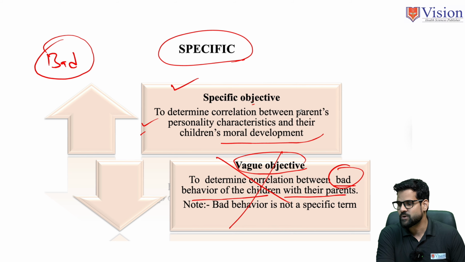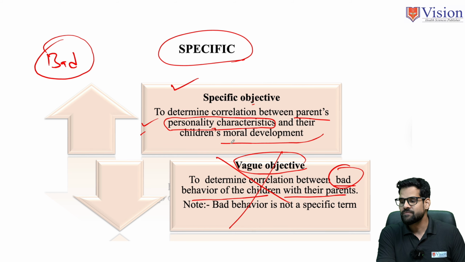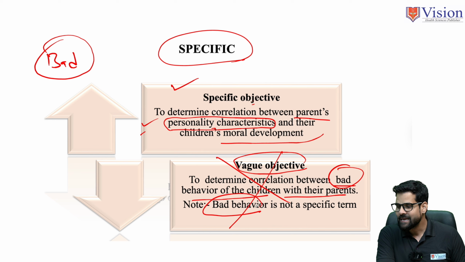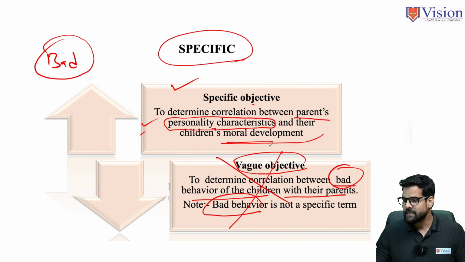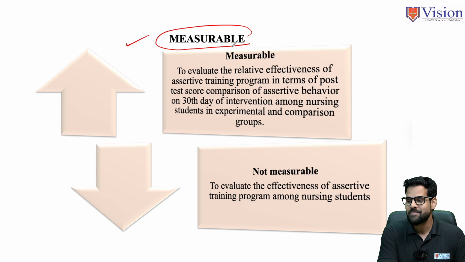This becomes specific, because I am saying the parents' personality characteristics. What personality characteristics or traits the parents have and their relation with the moral development of the children. So as you can see, the bad behavior of the children is replaced with moral development, and the bad behavior of the parents is replaced with parental personality. The second important one is measurable. The objective must be measurable.